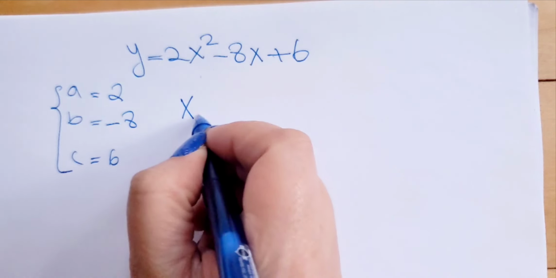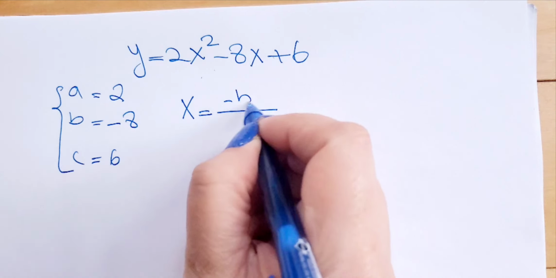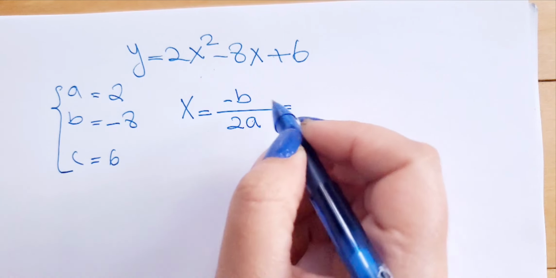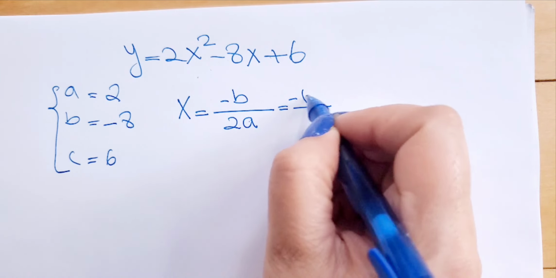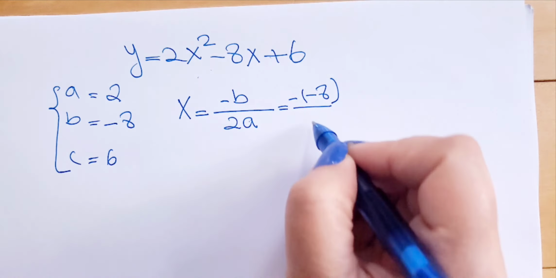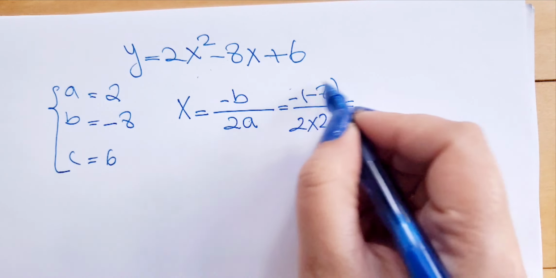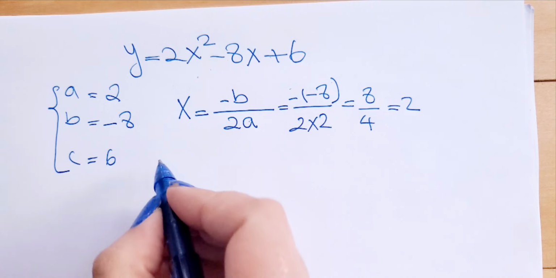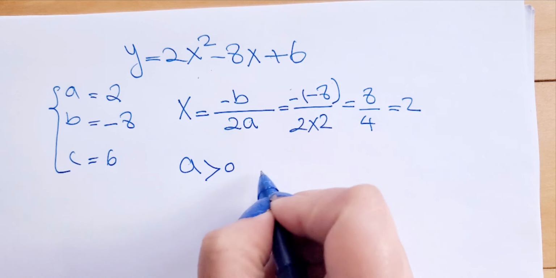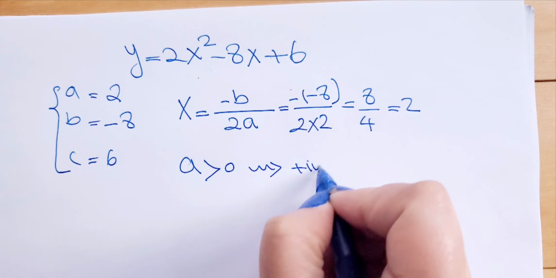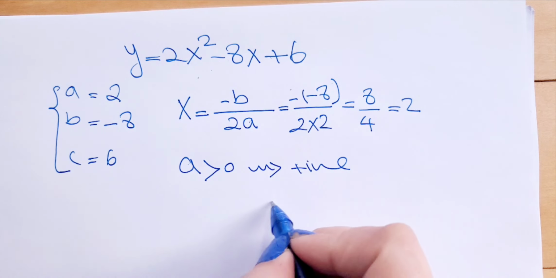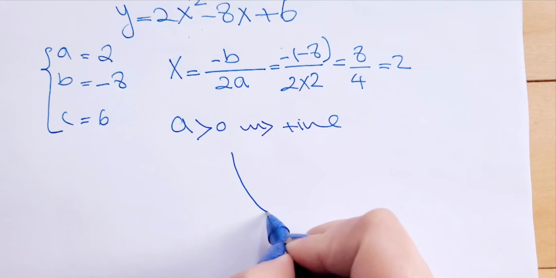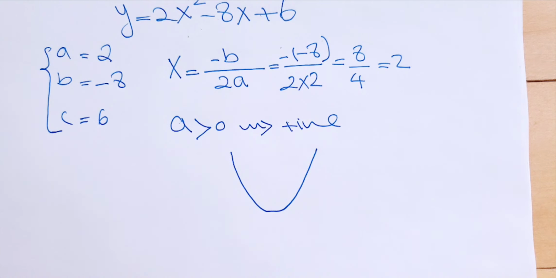Remember, the x of the line of symmetry would be negative b over 2a, which is negative 8 over 2 times 2, which is 8 over 4, and that equals 2. As you can see, a is greater than 0, a positive number, so you know the shape would open up. This is the first thing you definitely know. The vertex would be the minimum point, at the lowest level.